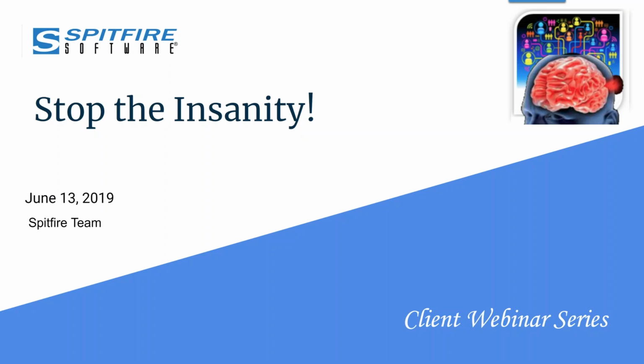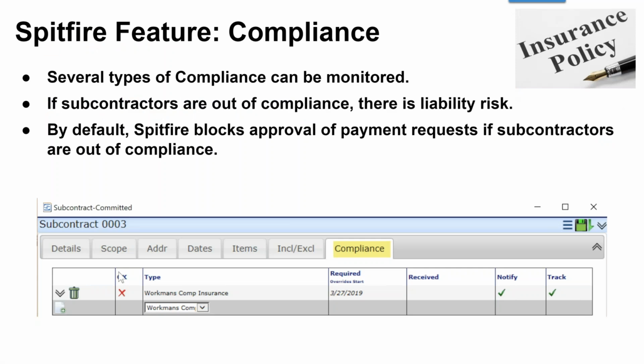Okay, so we're going to get started talking about our first feature, which is compliance. Now, Spitfire offers several built-in compliance types, from liability and workman's comp and insurance expiration and things like that. And some of you are using compliance. The primary role of compliance tracking is to prevent a liability risk because subs on a project are out of compliance, and maybe you didn't know that. So by default, compliance will block approval of payments to the subcontractors that are out of compliance so that the invoice never hits accounts payable. And this all works, of course, if people are actually putting in compliance information to begin with.